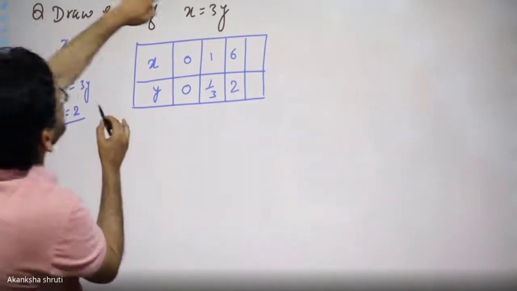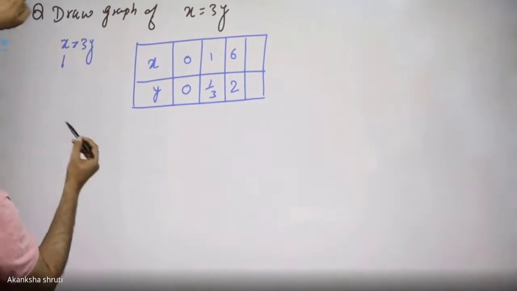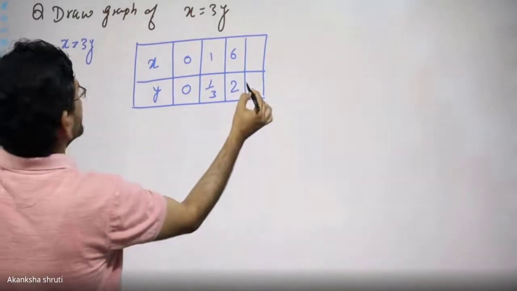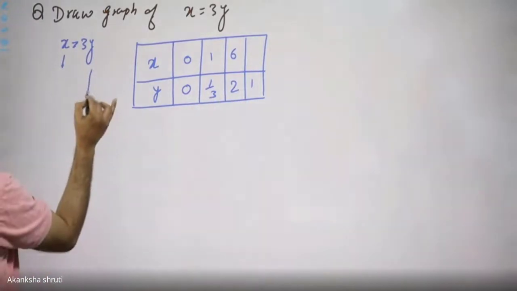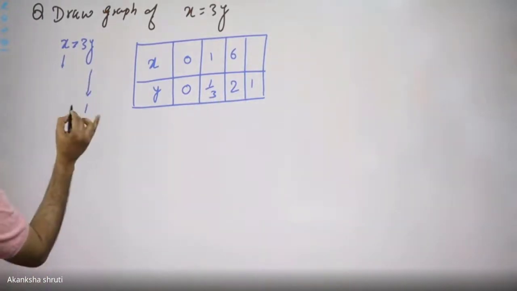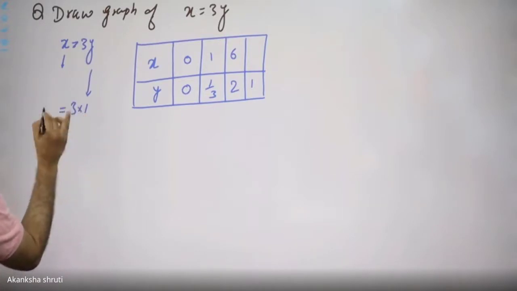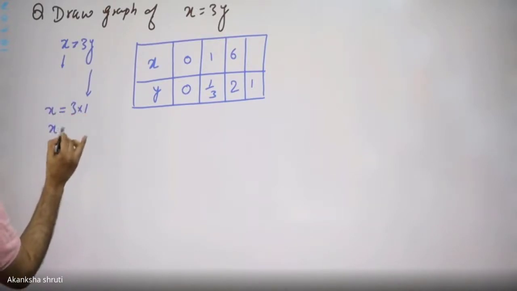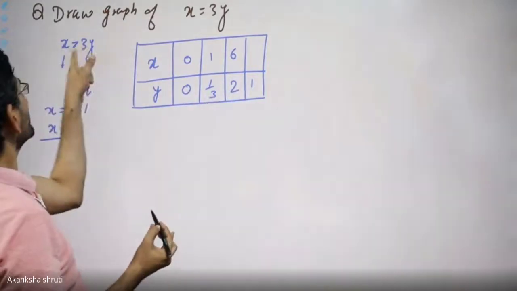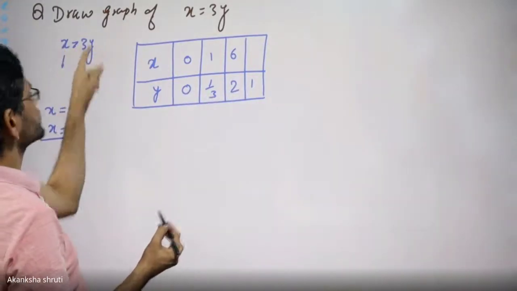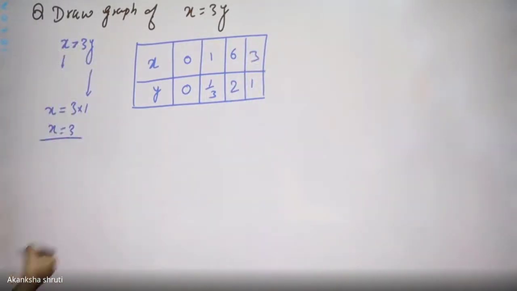Students, we are free to take y also. Let us choose y now. Let us take y equals 1. Substitute y equals 1 here: x equals 3 into 1. So x is equal to 3. Means when y equals 1 is substituted, we get x equals 3 into y, which is 3.